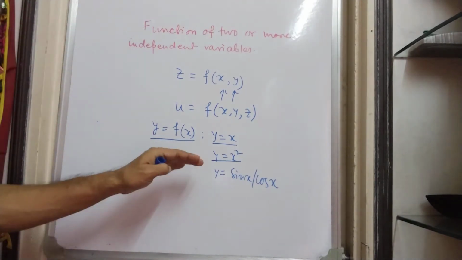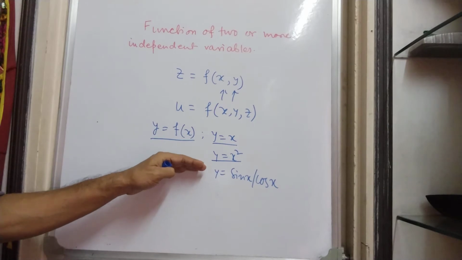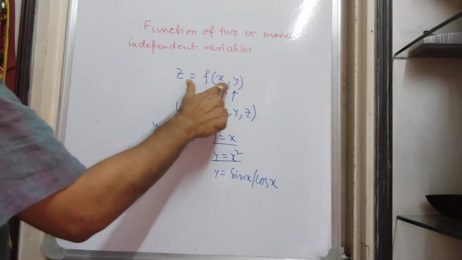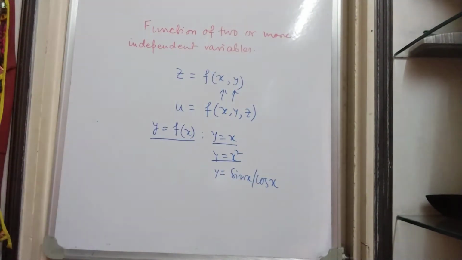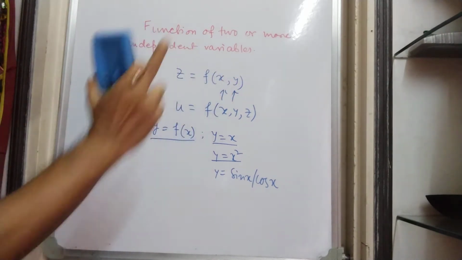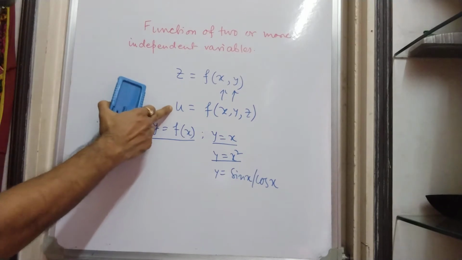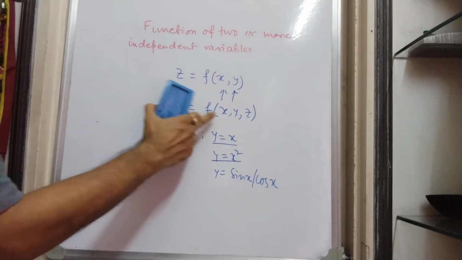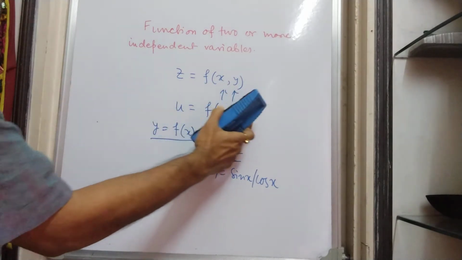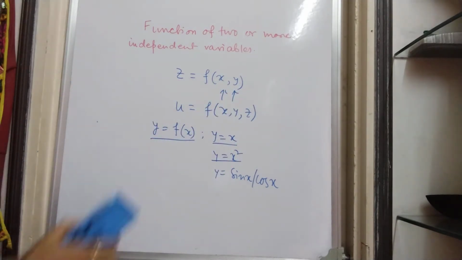Now we would like to extend this idea to functions of two or more variables, two or more independent variables rather. Here z is a function of x and y both. Here u is a function of x, y, z. All these three are independent variables, and u is dependent on these three independent variables.